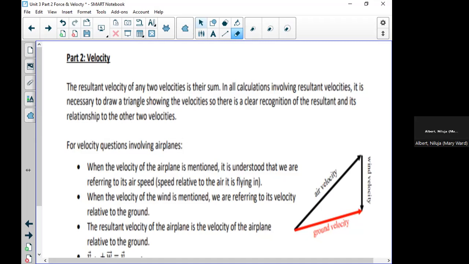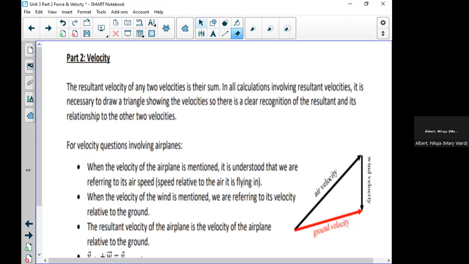So just a reminder, the resultant velocity of any two velocities is just their sum. And you guys were taught two ways to calculate the sum of any two vectors, okay? You could draw a parallelogram if the vectors were connected tip to tip, but if they're tip to tail, we could construct a triangle. And that's going to be the primary strategy we use for these types of questions, okay? So we're going to draw a triangle showing the velocities, so there's a clear recognition of the resultant and its relationship to the other two velocities. So we connect them. We draw our third side, which is our resultant. And that's what we're going to be solving for in the majority of these problems.